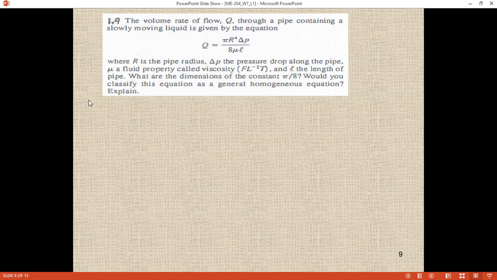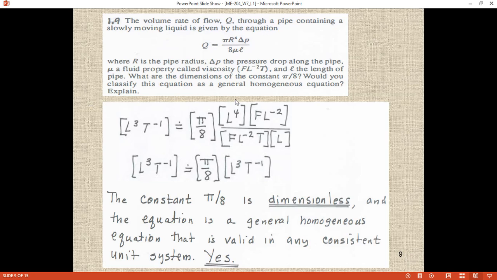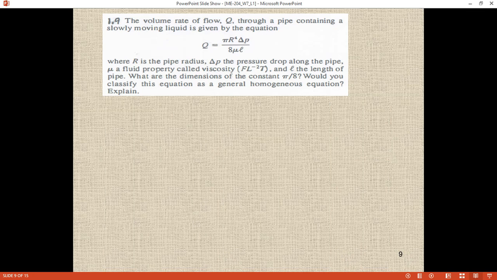Would you classify this equation as a general homogeneous equation? Explain. So we have to find out the dimensions of the constant. The constant has no dimensions. So we are going to separate this pi by 8, and move all the variables to the other side. If the final dimension of the whole unit is a constant, or there are no dimensions, that means it is true.